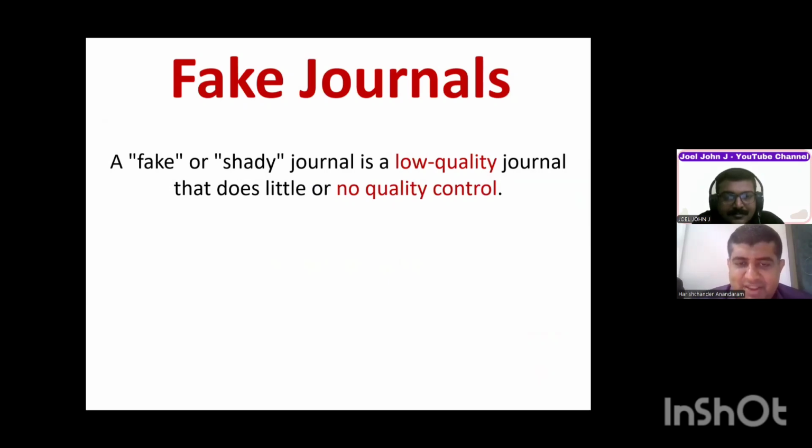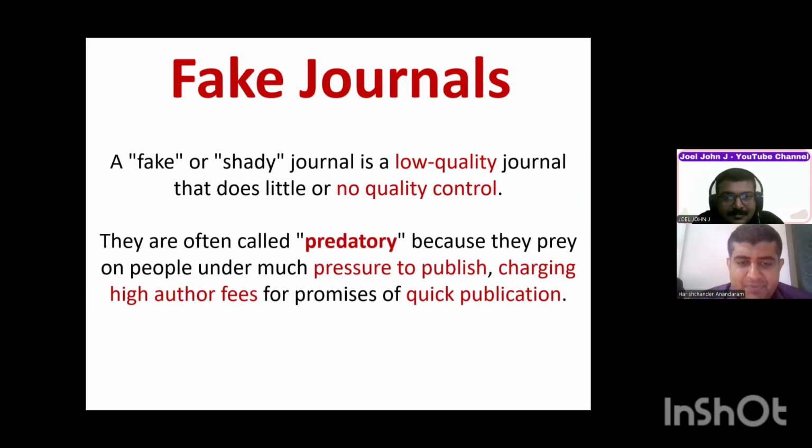So when it comes to fake journals, or low quality or no quality journals, they are also called predatory journals. The person Bell took the predatory journals and gave a list, and the Bell list is also the other name given for it. So why do people do it?